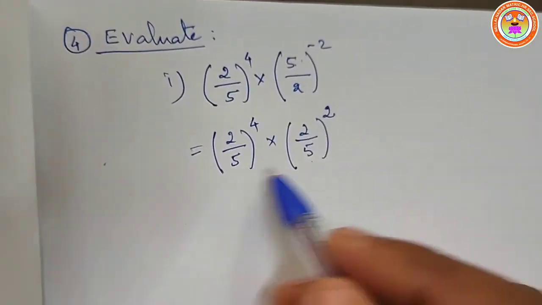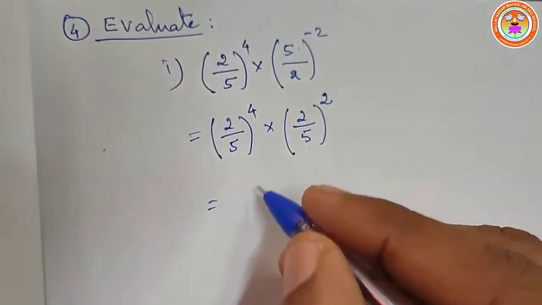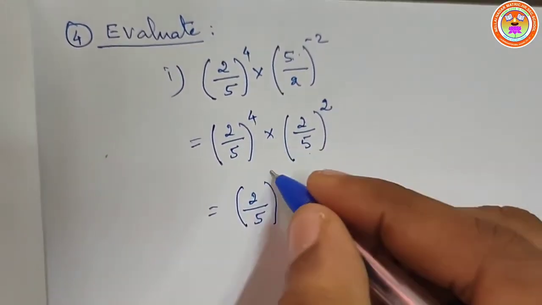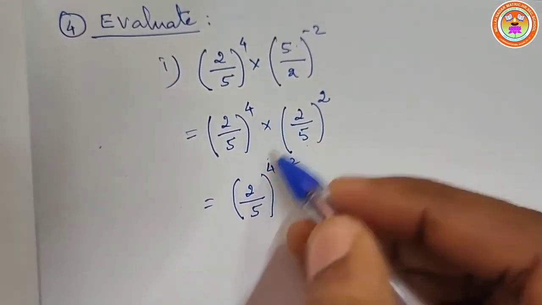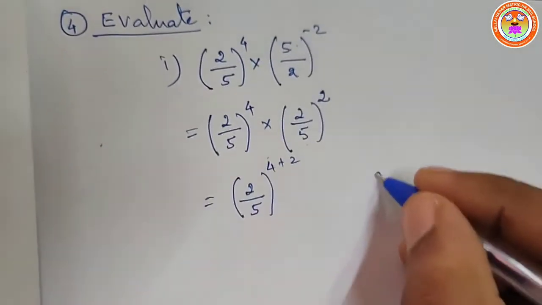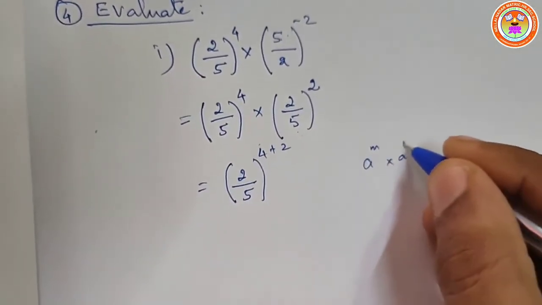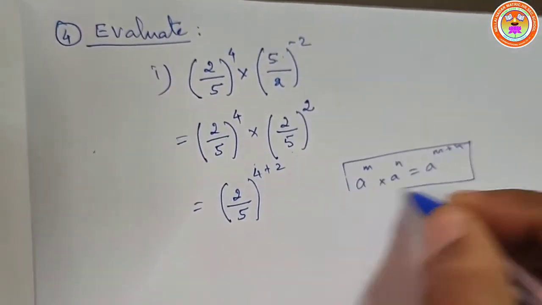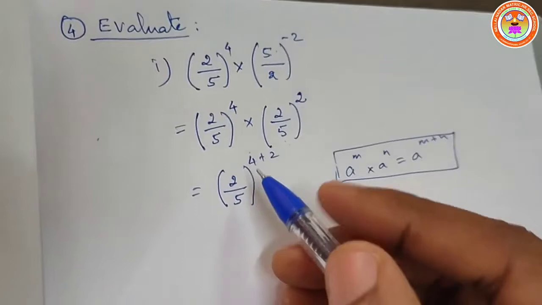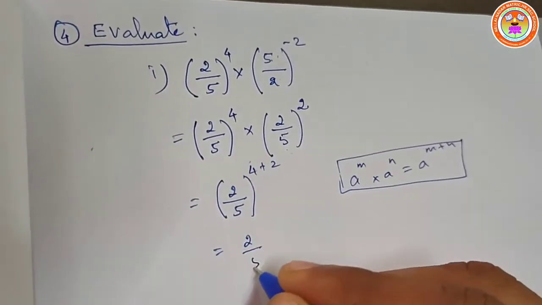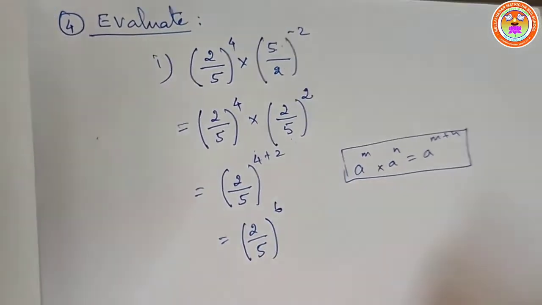Now look, these bases are the same. So since the bases are the same, 2 by 5, you can add the powers 4 plus 2. Here the power is 4, here the power is 2. You can add the power. This is nothing but the formula a power m into a power n equals a power m plus n. Using that law, we are using it here. So if you add 4 plus 2, 6. 2 by 5 the whole power 6.